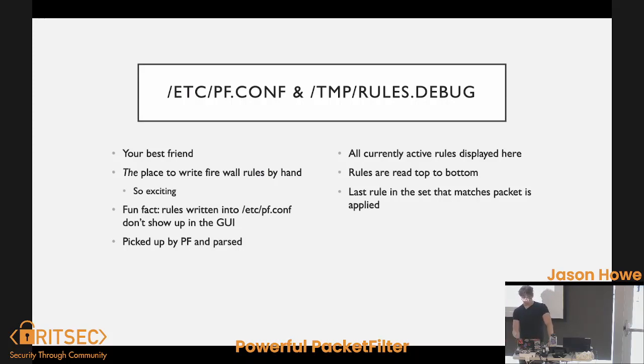Yeah, we talked about rules.debug. It's where all your current rules are displayed. This is kind of important for when you're writing firewall rules. Rules are read from top to bottom of the list, and the last matching rule is what gets applied to that packet. So if I've got 15 rules, it'll read all 15 rules, and if I matched, say, on rule 7, the packet, after reading all 15 rules, will do whatever rule 7 says. That's the last thing that it matched.